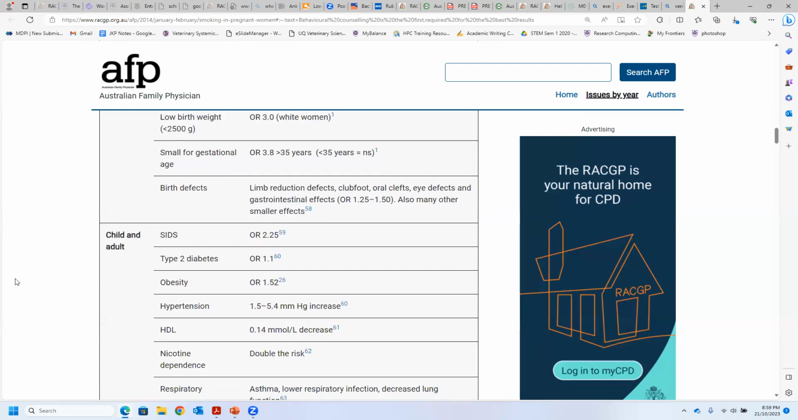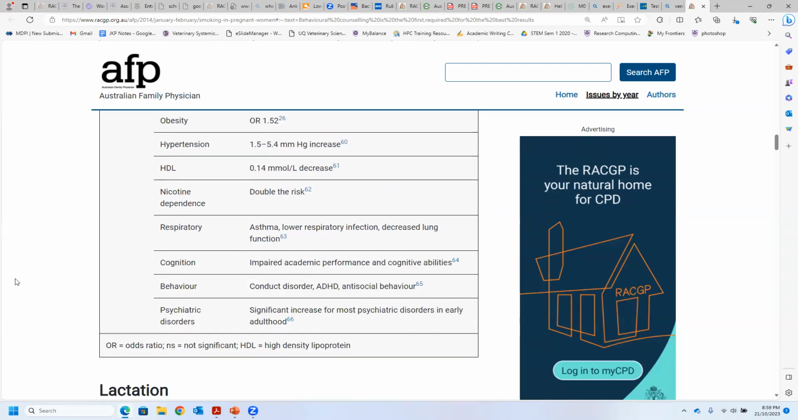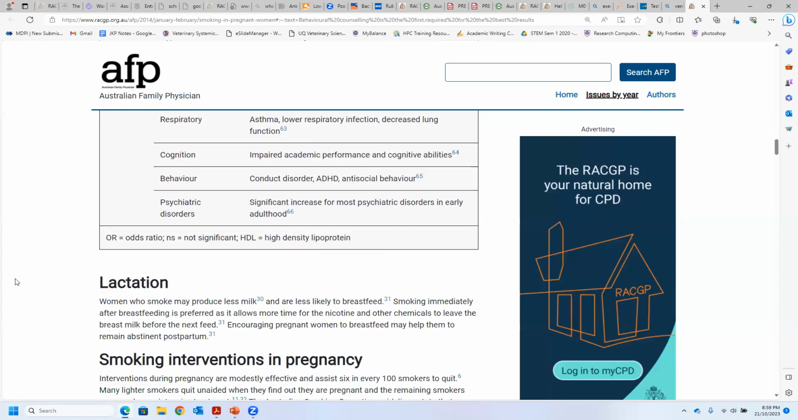The child will be at risk of sudden infant death syndrome, type 2 diabetes, obesity, hypertension, high cholesterol levels, nicotine dependency, respiratory illnesses, and cognition, behavior, and psychiatric disorders.